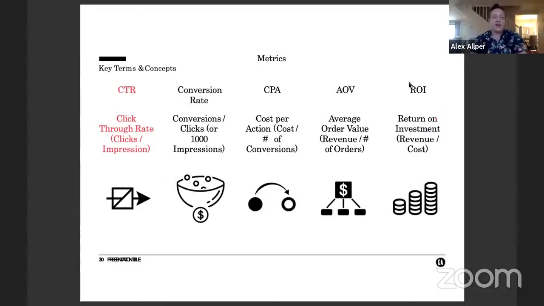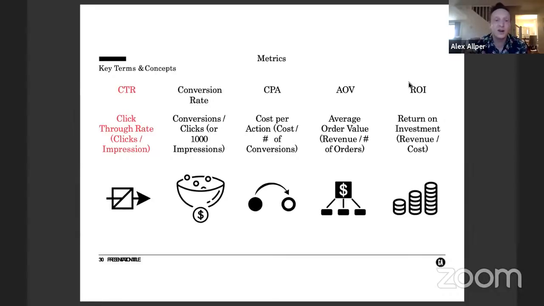Okay, metrics, you guys, metrics. Your click-through rate: the number of clicks divided by the number of impressions. So how many times did I send my ad out and it was seen by people, versus how many people actually clicked on it? Your click-through rate is very important, and one of those things that you'll be able to look at on the back end of everything from Google to Facebook to Instagram to anywhere you're running an ad.